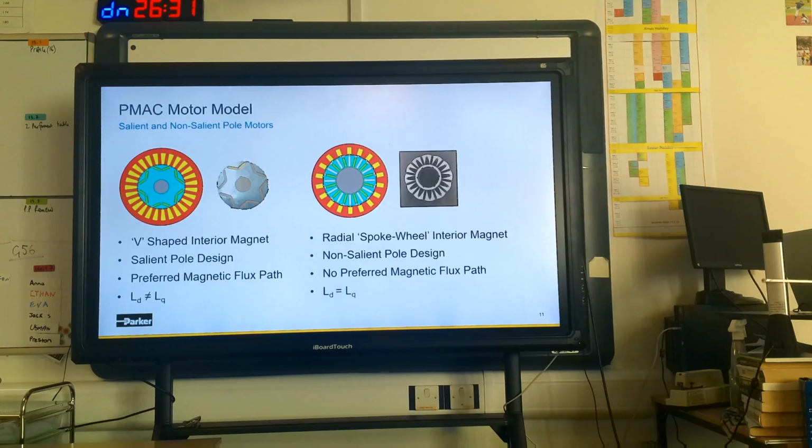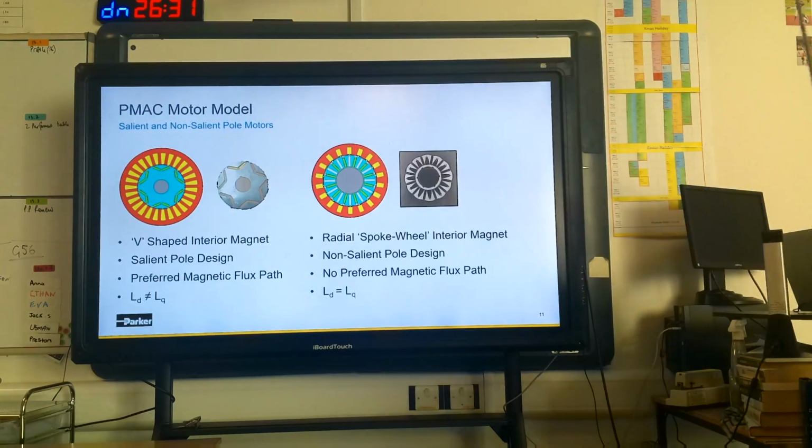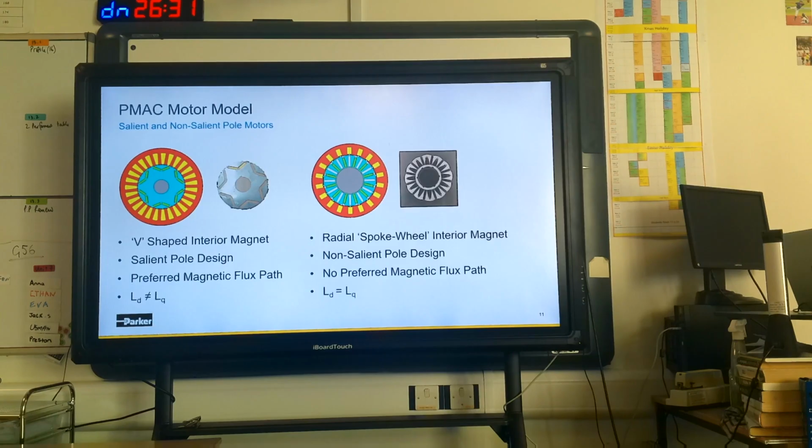We make both of those. In fact, that's the older design, the spoke wheel design, and the one with the V shape is the more modern design. There's actually less magnet in the V-shaped one than the spoke wheel one. It's less hungry for magnets, which is why people prefer it, because magnets are obviously expensive.